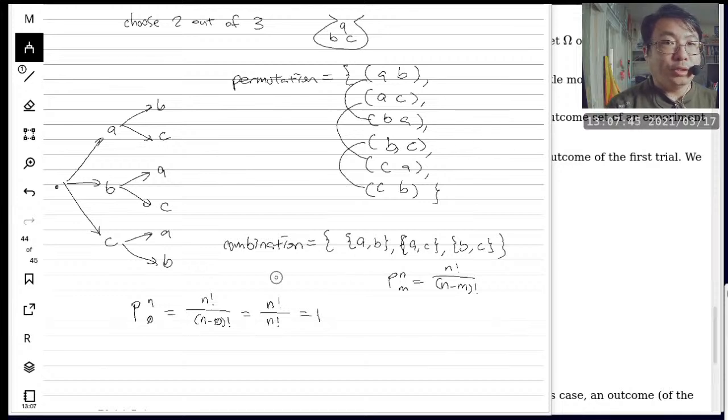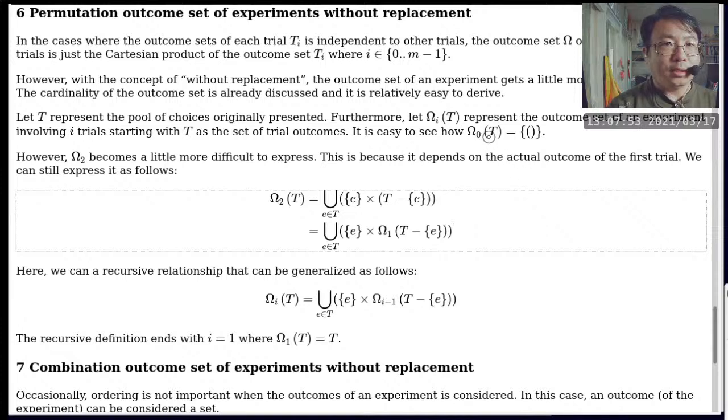I do want everybody to relate what you see here, which is P(n, 0) equals 1, to omega 0 of t being a set that only has one item in it, and that item turns out to be an empty list or empty tuple.